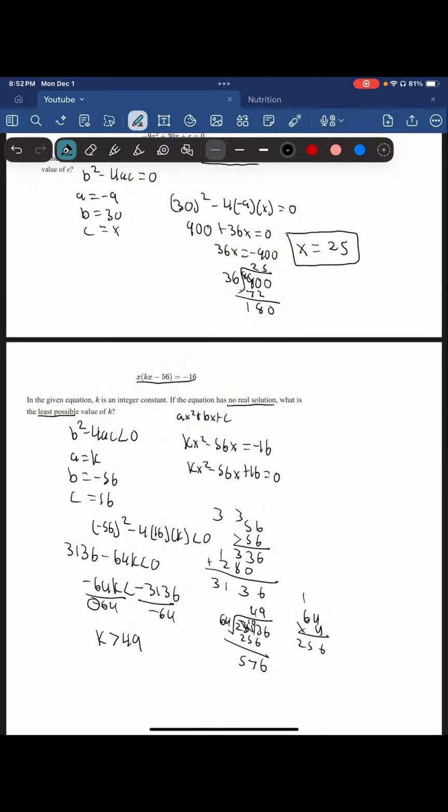Now with this, what is the least possible value of k? Well, the least possible value, if it has to be greater than 49, is 50. So k is equal to 50.